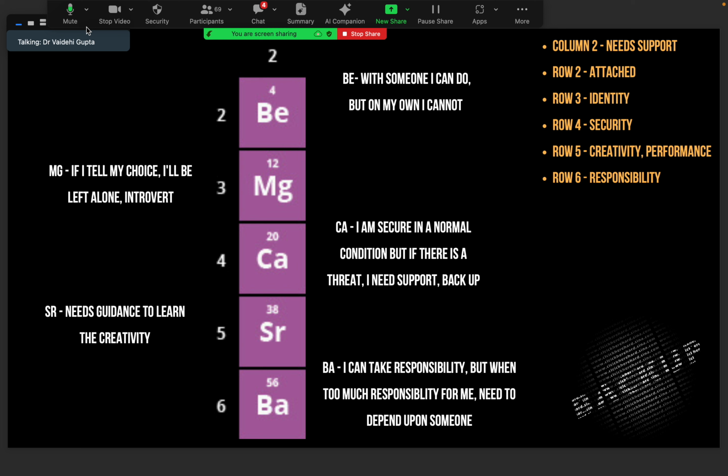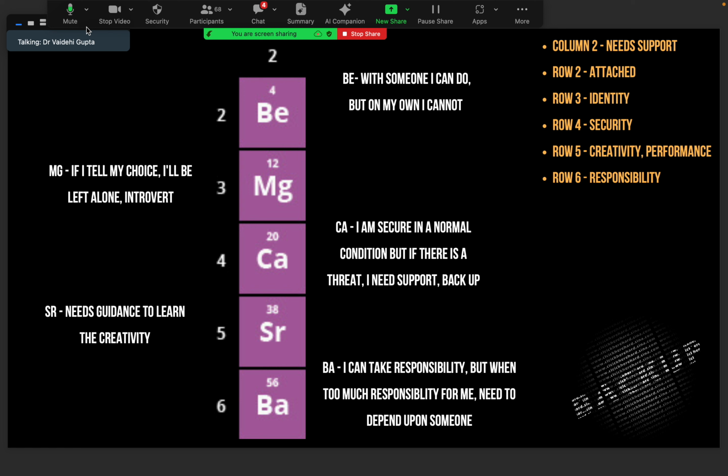Calcium: I am secure in a normal condition, but if there is a threat, I need support, backup. Like a child who is sleeping in a separate room while his parents sleep in another room, he can sleep all alone, but when there is thunder, rain, lightning outside, he will go back to his parents' room. He can't sleep alone because there is a feeling of threat, because row 4 is the row of security. He wants backup in the security. That's why he is running to his mother.